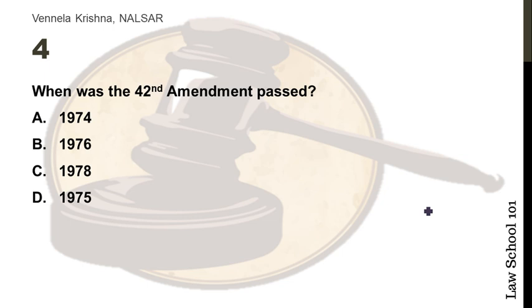When was the 42nd Amendment passed? The answer is 1976. The 42nd Amendment was huge and pervasive, and among the things it amended in the Constitution, one was the addition of 3 words to the preamble. The 42nd Amendment was passed by the Indira Gandhi government and it brought in widespread changes to the Constitution, but most of them were repealed almost immediately by the Janata government.